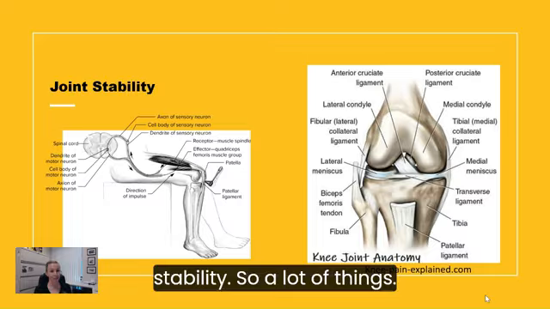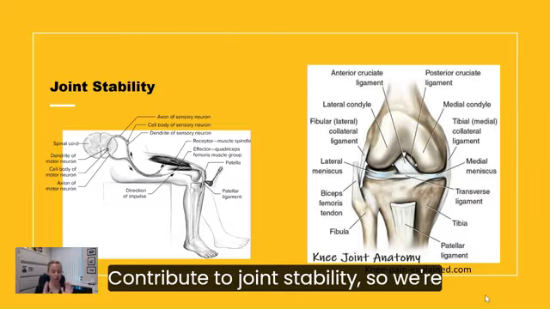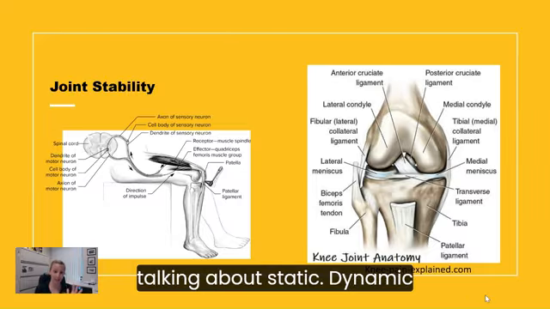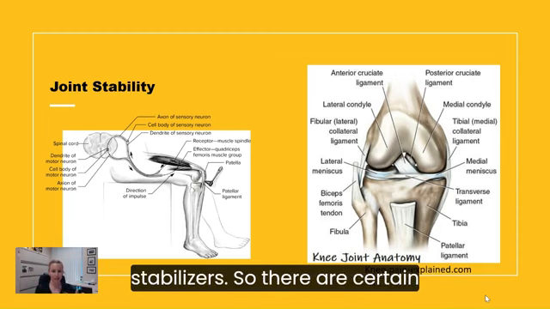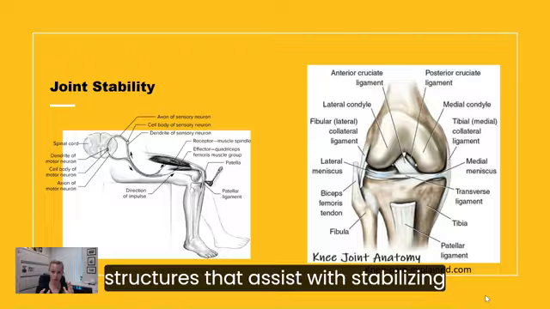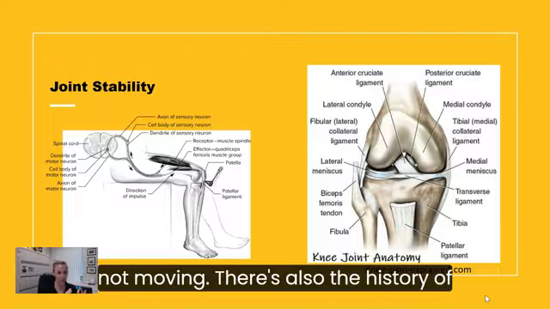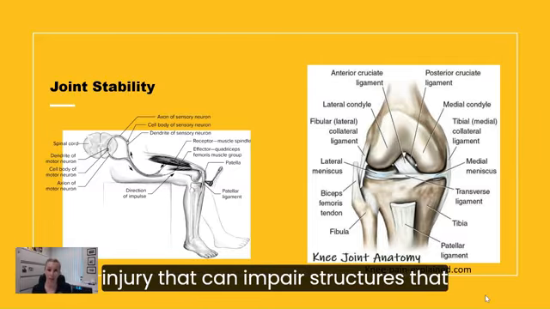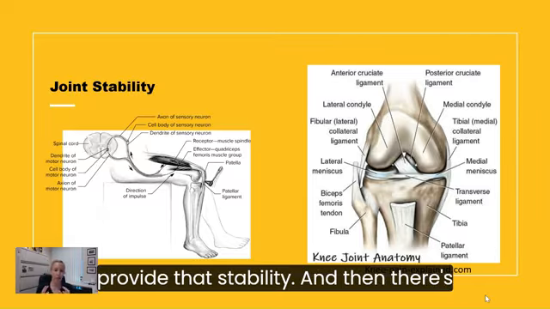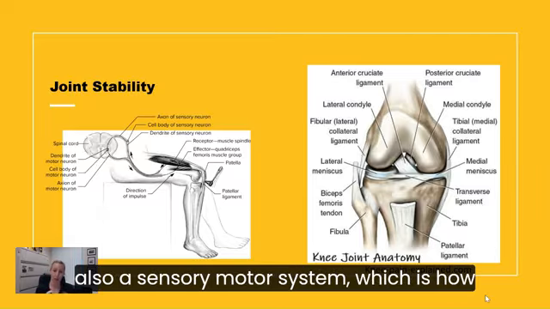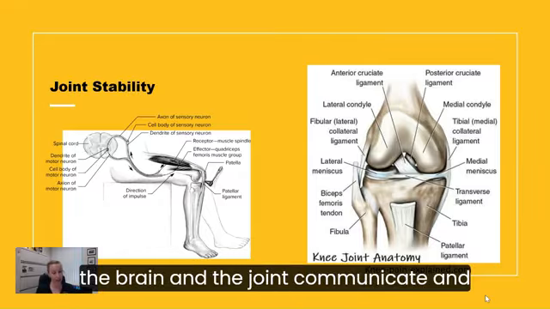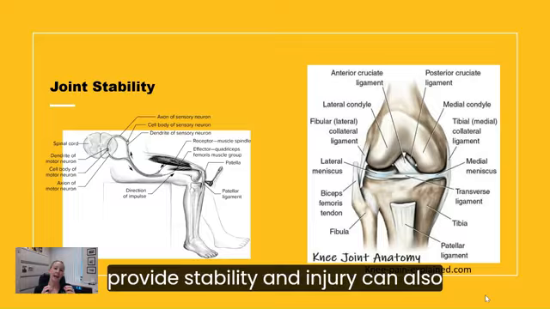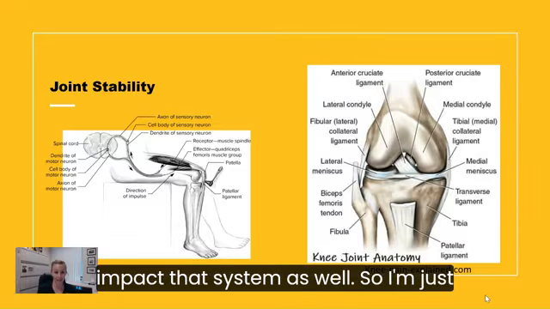So a lot of things contribute to joint stability. So we're talking about static and dynamic stabilizers. There are certain structures that assist with stabilizing the joint when it's moving and when it's not moving. There's also the history of injury that can impair structures that provide that stability. And then there's also a sensory motor system, which is how the brain and the joint communicate and provide stability. And injury can also impact that system as well.